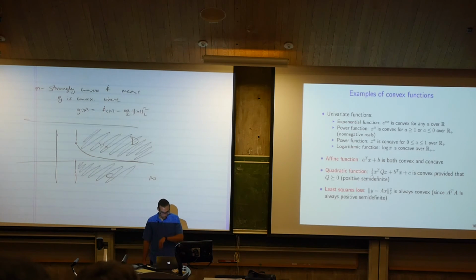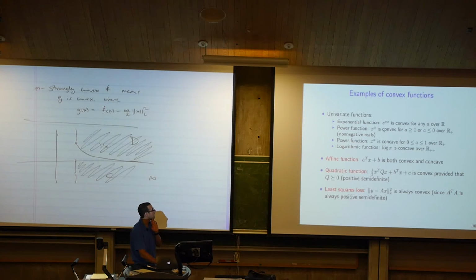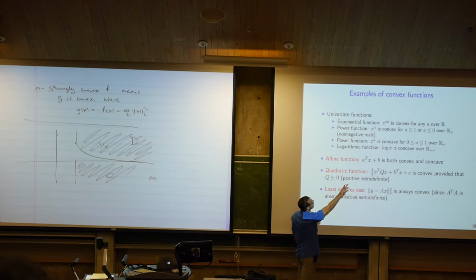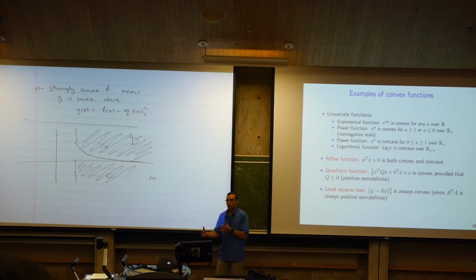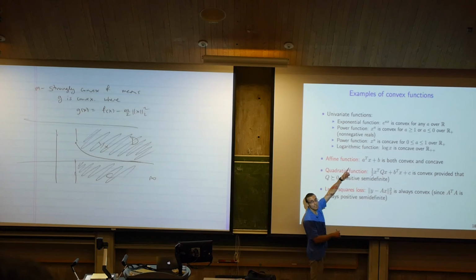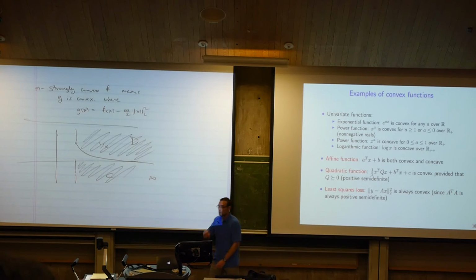Okay, so some quick examples of convex functions. A bunch of functions that you know that you can draw that are univariate are convex. For example, the exponential function is convex. E to the ax is convex for any a. The power function is convex. X to the a is convex when a is bigger than 1, or when a is less than or equal to 0 over R plus, just the positive reals. So if I define the domain of this function to be just the positive reals, then that's a convex function. You can just draw yourself pictures to ensure that's true.